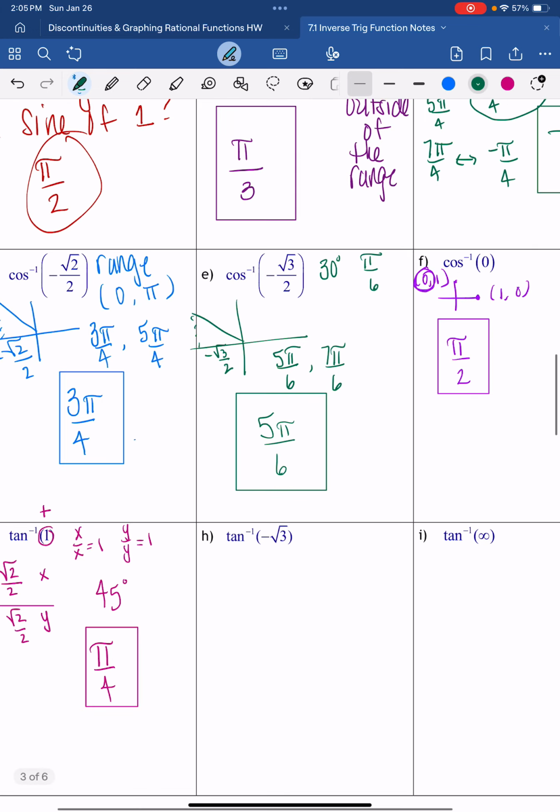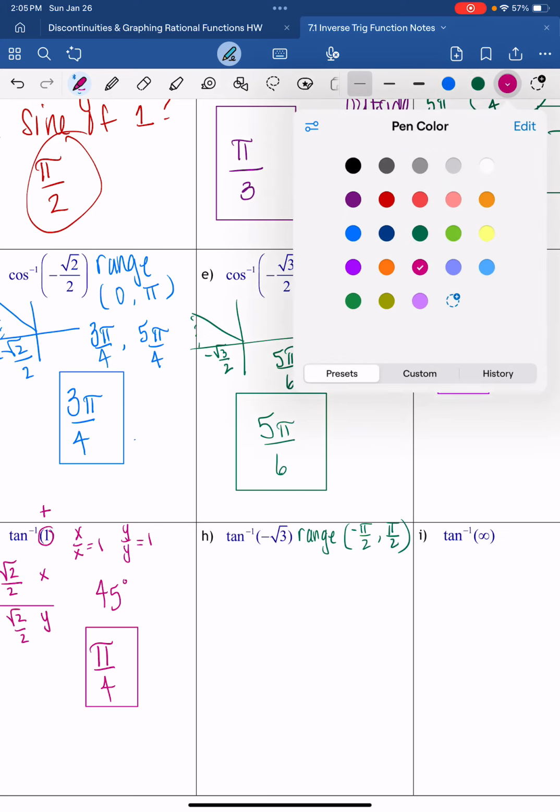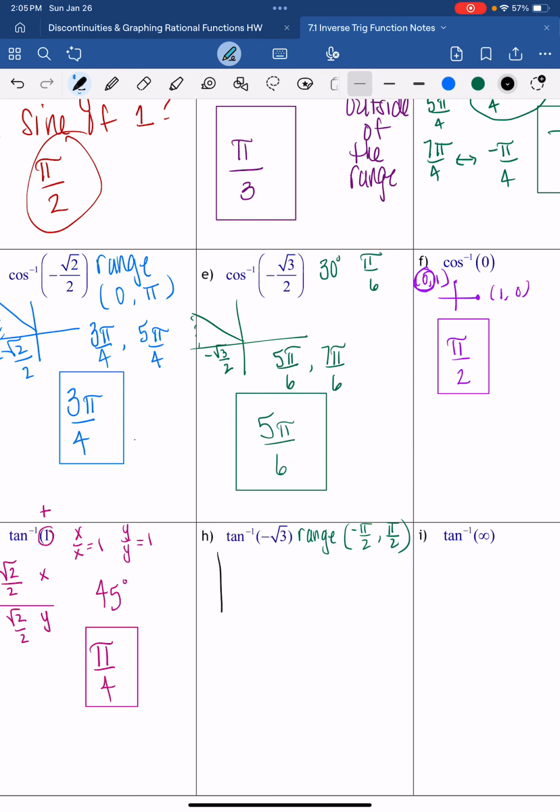Okay, so for the tangent, I want inverse tangent of negative root 3. The range of tangent is from negative pi over 2 to positive pi over 2. I think it's helpful if you look at that on a coordinate plane. Here's negative pi over 2. Here's positive pi over 2. That's going to be quadrant 1 and 4. Positive input's going to be in quadrant 1. Negative input's going to be in quadrant 4.